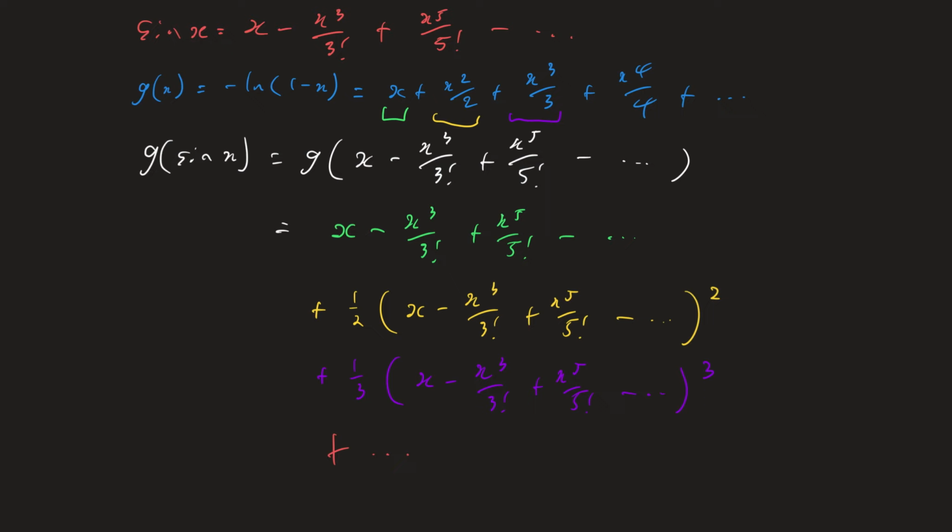So g of something is equal to that something, just the x, which is the term in green, so whatever is in here gets copied down here, plus 1/2 times the argument squared. So down here in yellow, I've got plus 1/2, and then in brackets is my argument, which in this case is the Taylor series for sine of x, all squared. Then for the third term, we've got the argument cubed divided by 3. So I've got 1/3 the argument, which is the Taylor series of sine of x, all cubed, and so forth.